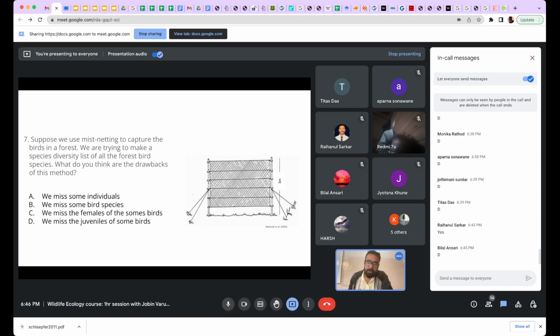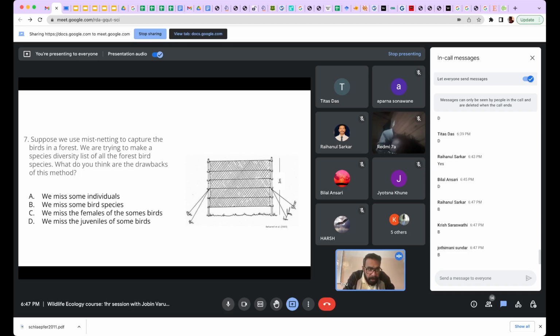Okay. So we are trying to make a species diversity list of all the forest bird species through mist netting. Through this method, what do you think would be the drawback? We either miss some individuals, we miss some bird species, we miss the females of some bird species, or we miss the juveniles of some bird species.